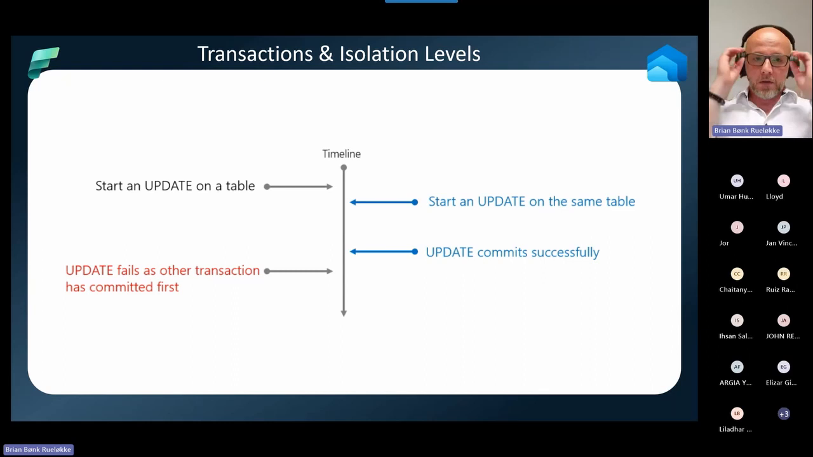If we go a bit further and look at an update, if I start to update a row in a table, and another application or user starts an update on the same table, but that user has a faster commit than I have, then my transaction will fail, because the state of the data is not the same as when I started it and tried to commit it. The data has now been updated, and my transaction will fail, and I will get an error when that happens.